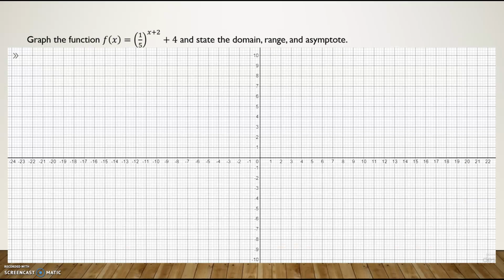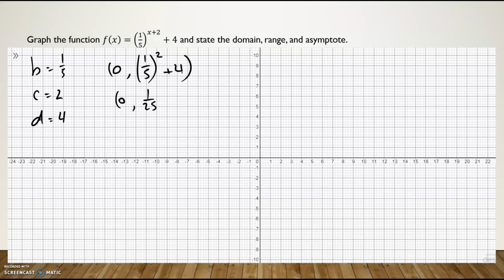Okay, let's look at this one. (1/5) raised to x plus 2, plus 4. Okay, our b is 1/5. Our c is 2, and our d is 4. So (0, (1/5) raised to 2 plus 4). So that is 1/25 plus, we'll put that 4/1. We multiply it times 25/25 to get the denominators the same.